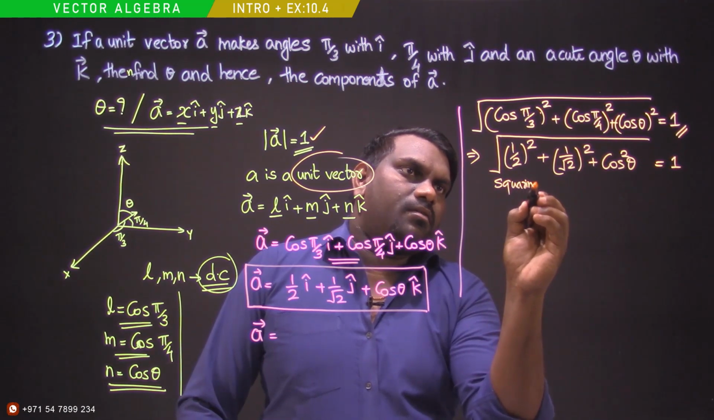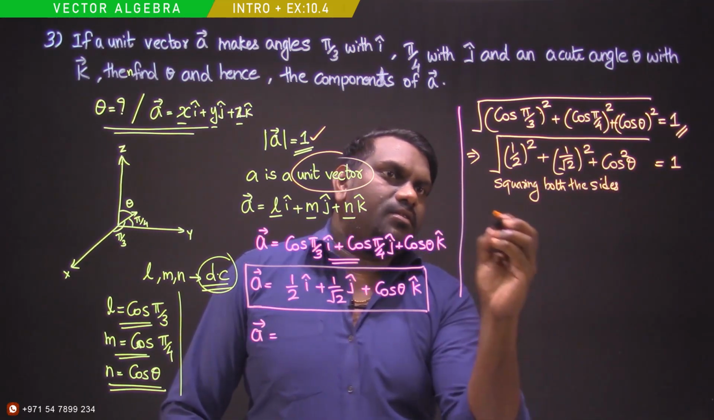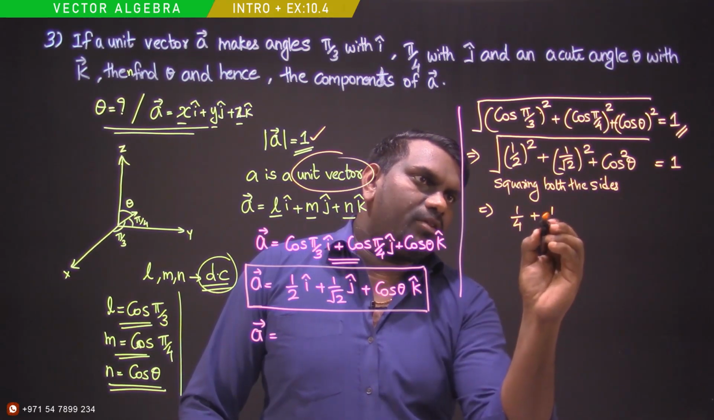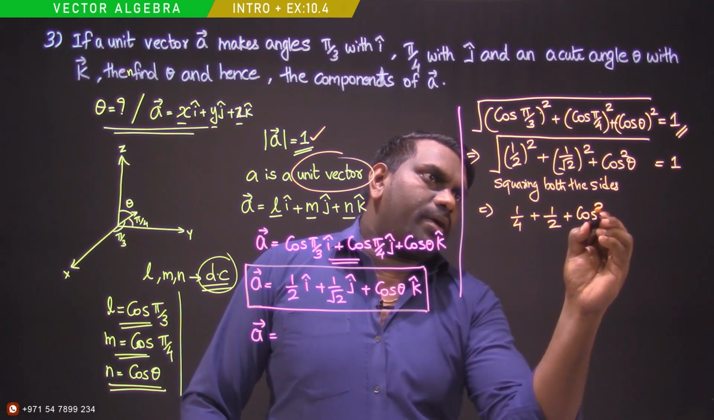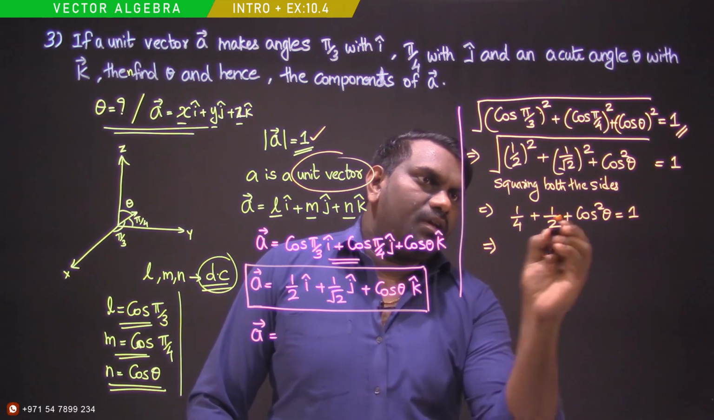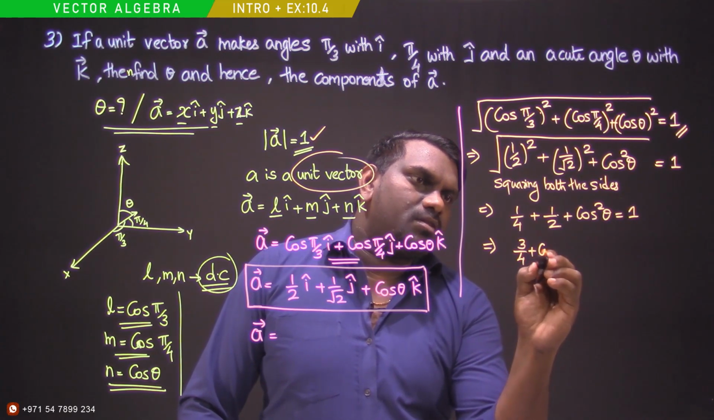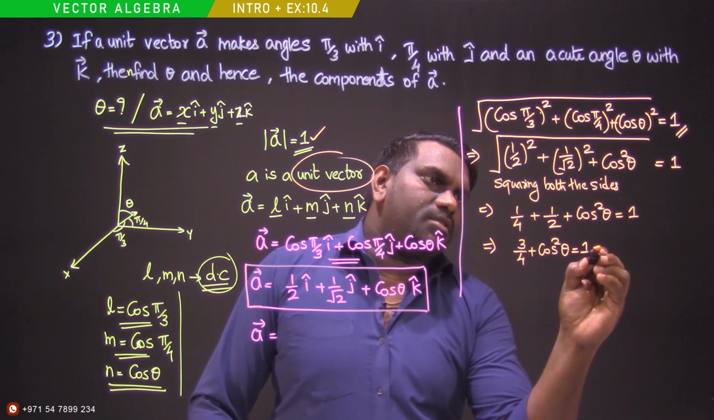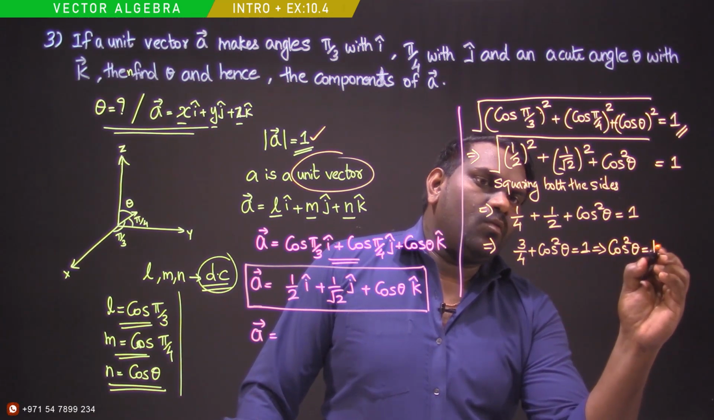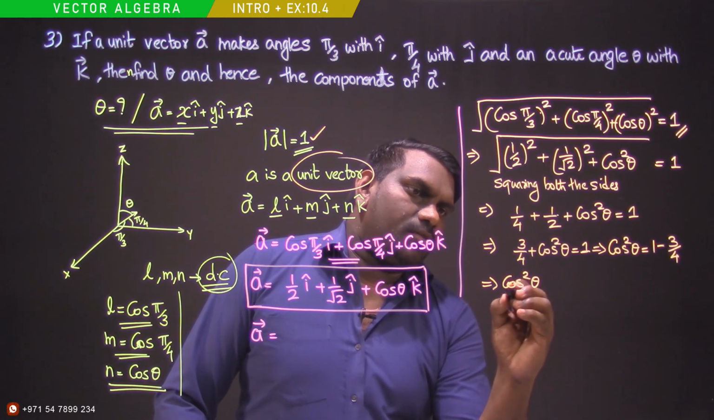Squaring both the sides, what I will get is 1/4 plus 1/2 plus cos square theta, which is equal to 1. That is 3/4 plus cos square theta equal to 1, which implies cos square theta is equal to 1 minus 3/4.